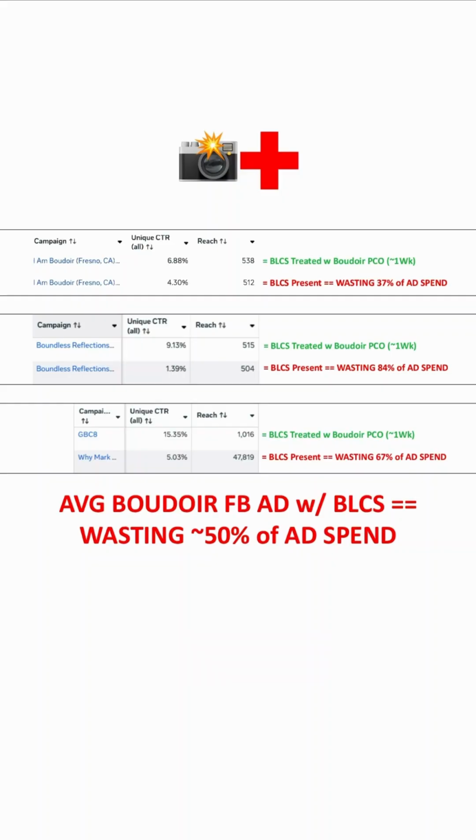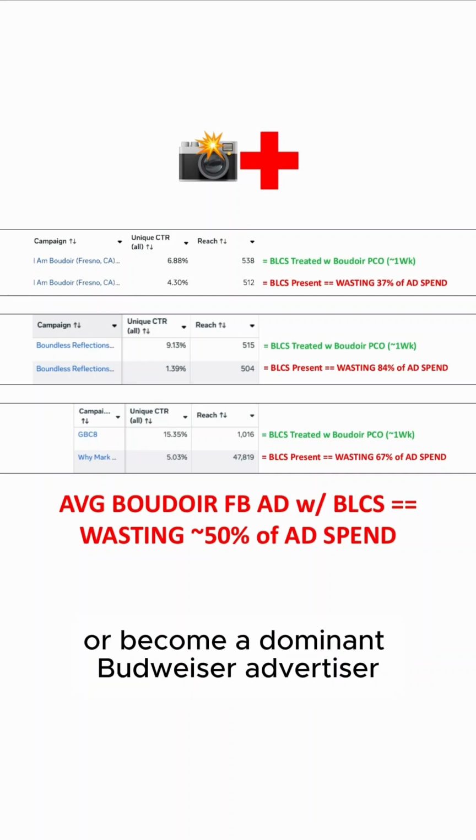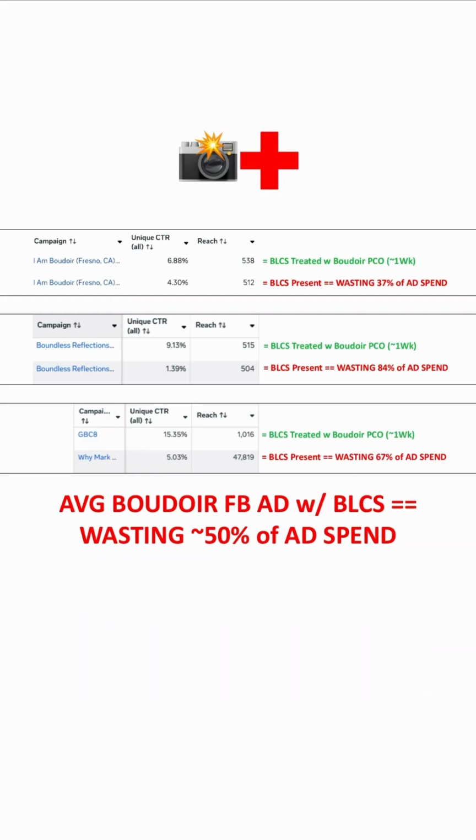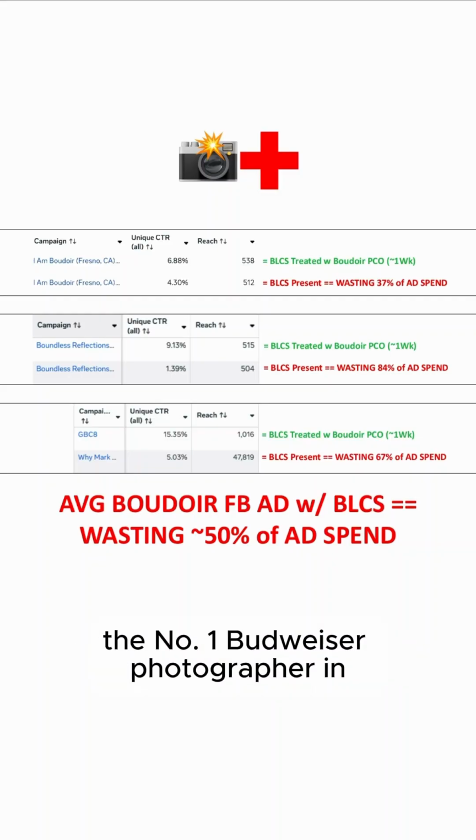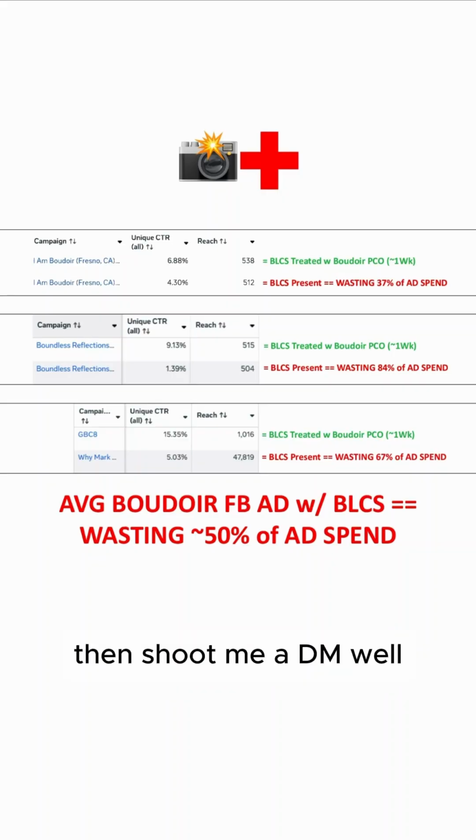You want to get the outcome of using the Boudoir Pico treatment, and you want to achieve pre-click alignment, PCA, and become a dominant boudoir advertiser with Boudoir Brain Entry Boost, so that you can be on your way to being the number one boudoir photographer in your city. Then shoot me a DM.